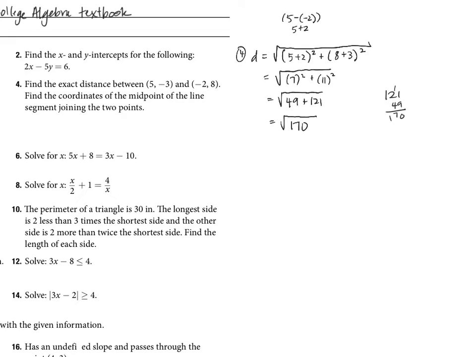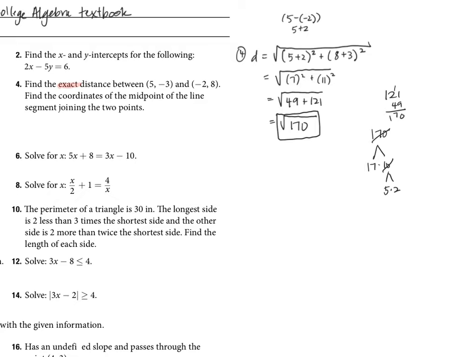Remember, once you find the 170, you need to make sure that you can't reduce it. So this would be 17 times 10. 17 is prime. 10 can break down into 5 and 2. 5 and 2 are prime. There are no pairs, so you can't reduce this radical. So this is the exact distance between the 2 points. Square root of 170. The exact is important here.